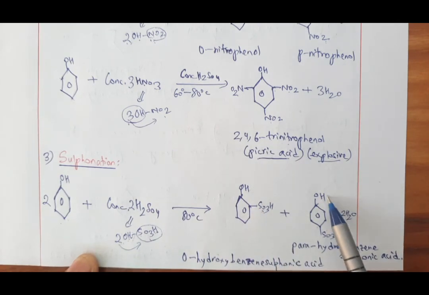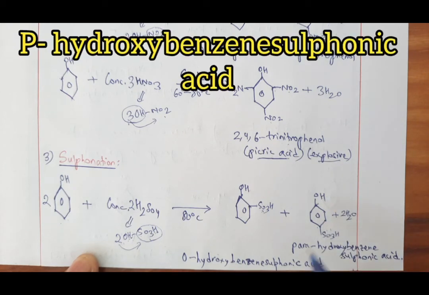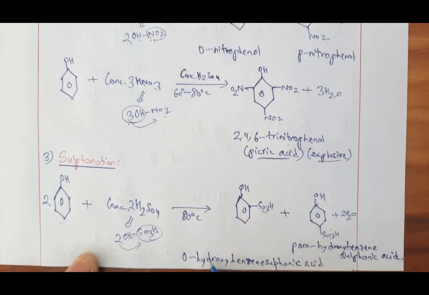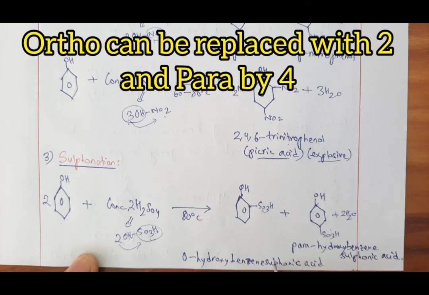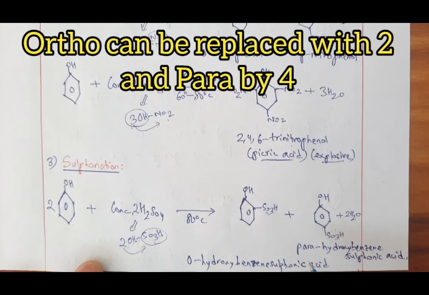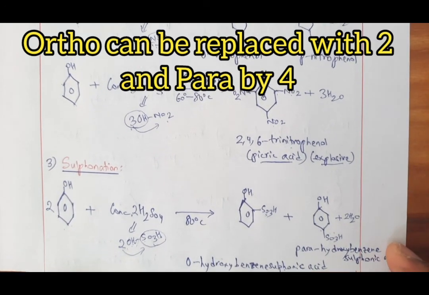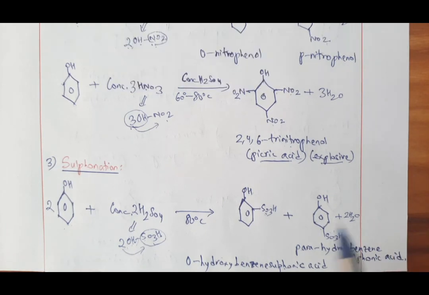Similarly, you replace the positions of these 2 because this gives preference. So this will come in the para position, so we call it parahydroxy benzene sulfonic acid. But instead of ortho, you can write 2-hydroxy benzene sulfonic acid. Similarly, in place of para, you can write 4-hydroxy benzene sulfonic acid. So by this, we come to the end of nuclear reactions of phenol. And do remember how the question comes from here. When phenol reacts with concentrated sulfuric acid at 80 degrees, the products formed are these 2.